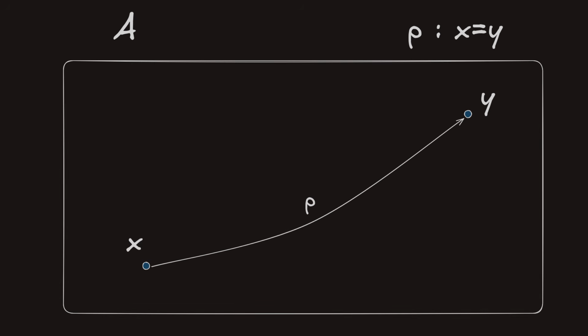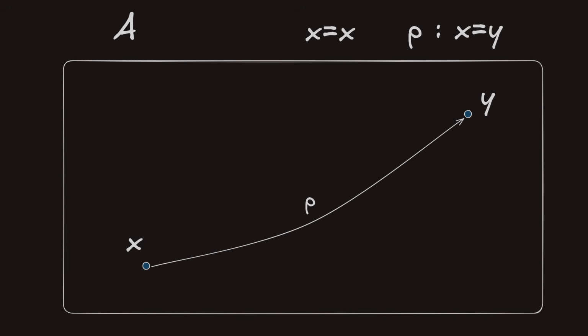Recall that we can think of a type as a space, and we can think of the terms in that type as points in that space. In this case, an inhabitant of the equality type x equals y corresponds to a path from x to y. Let's consider the equality type x equals x.